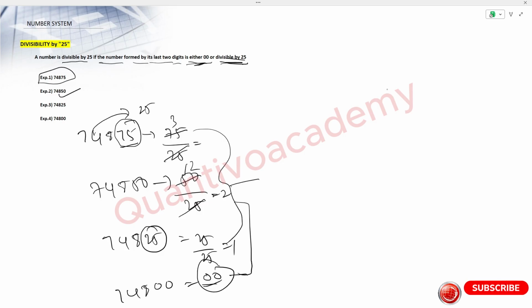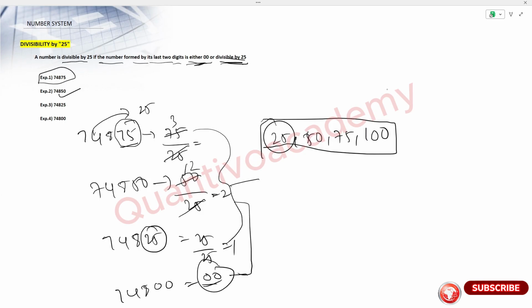We can simply understand this by taking the table of 25: 25 ones are 25, 25 twos are 50, 25 threes are 75, 25 fours are 100. If you remember these four, you can directly say whether a number is divisible by 25 or not just by looking at the last two digits. If you see 25, 50, 75 or 00 in the last two digits, then you can directly say that this number is perfectly divisible by 25.